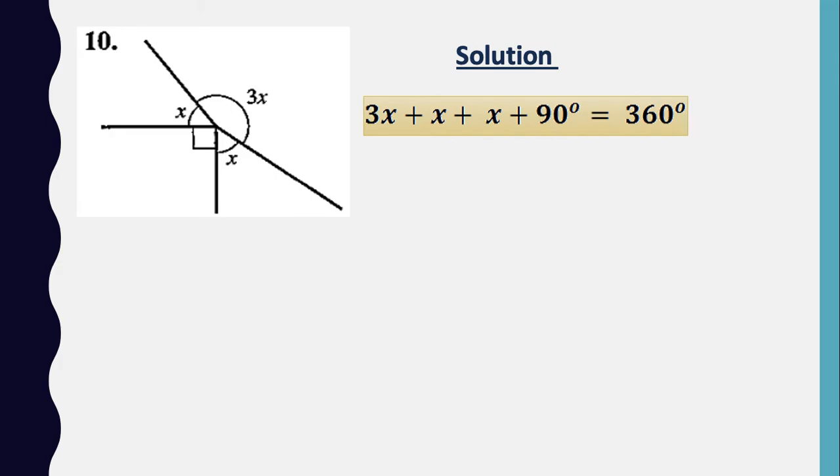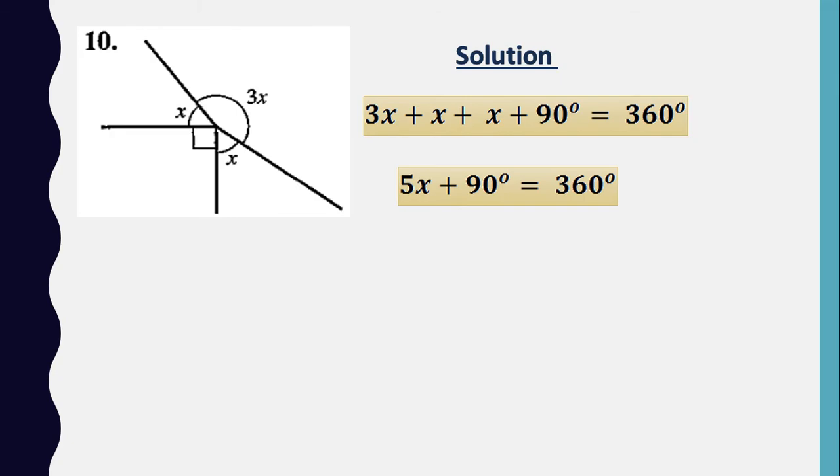3x degree, 3x. Okay, the name of this angle is 3x. So 3x plus x plus 90 degree is equal to how much? I told you just 360 degree. So now we'll add 3x plus x, which is how much? 5x. Okay, 5x plus 90 is 360.